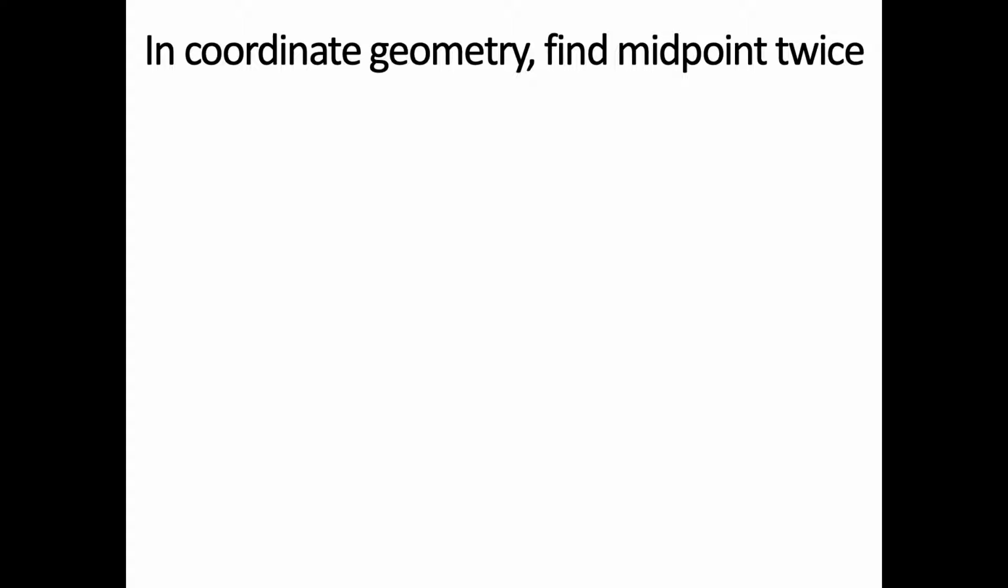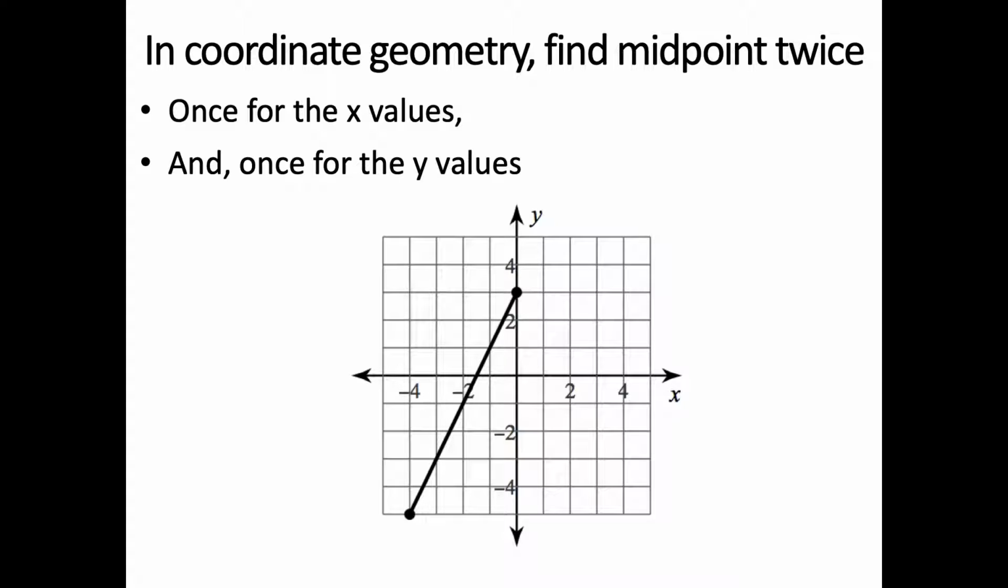Okay. So in coordinate geometry, that's our coordinate plane, you do the exact same thing we just did, except you just do it twice. Once for the x's, once for the y's. So what do I mean by that? So here's a line segment, and I want to find the midpoint. I'm going to call point 1 (x1, y1) and point 2 (x2, y2).